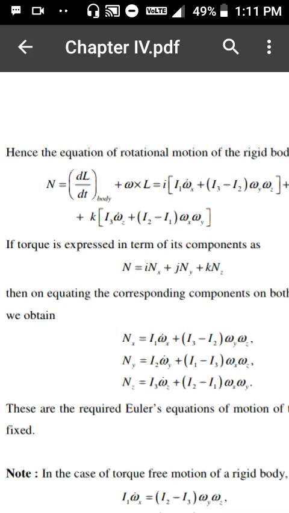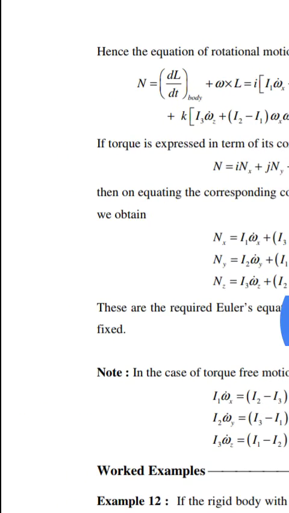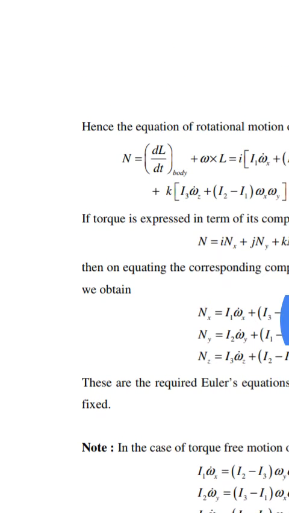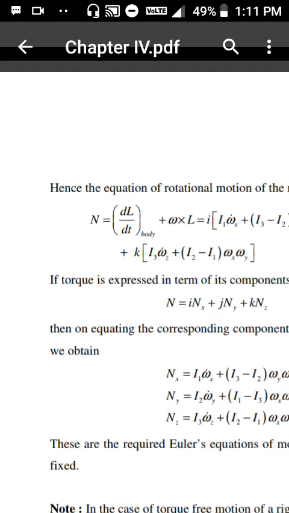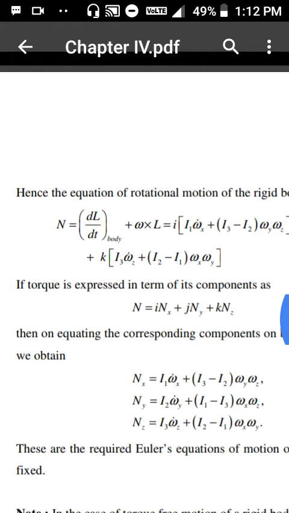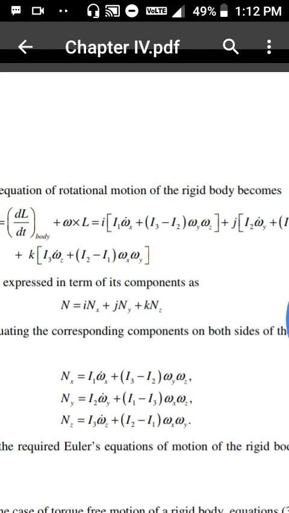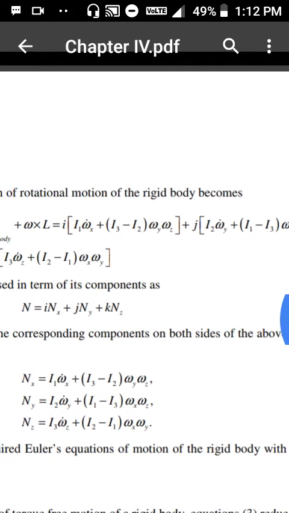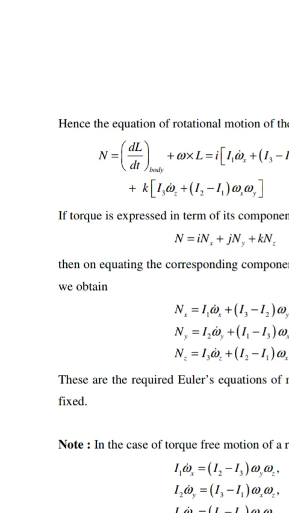Hence, the equation of rotational motion of the rigid body becomes N is equal to dL by dt at body plus w cross L is equal to [I1 wx dot plus (I3 minus I2) wy wz] i plus [I2 wy dot plus (I1 minus I3) wx wz] j plus [I3 wz dot plus (I2 minus I1) wx wy] k.